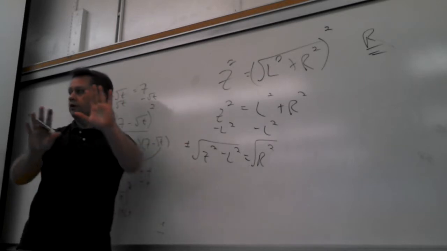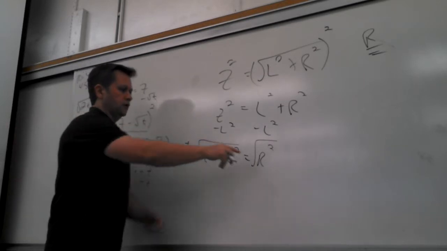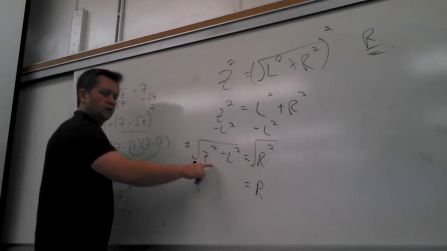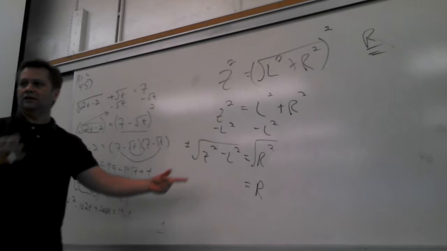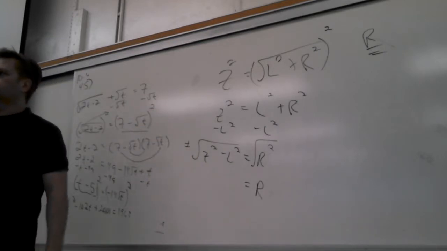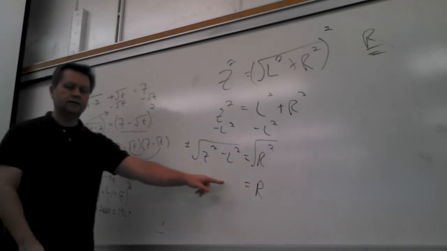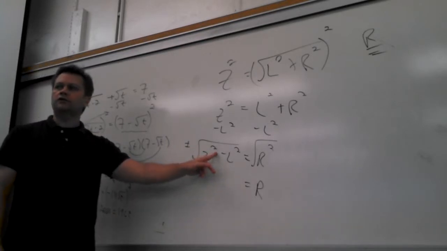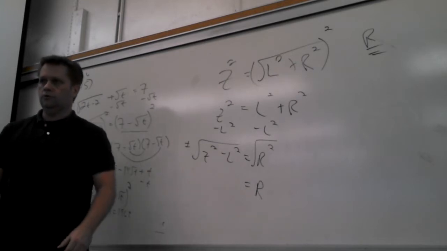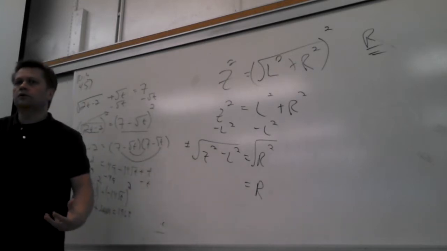All right, that's one thing. So then what does this side become? R. And what does this side become? Plus or minus the square root. You can't do anything with that. You can't just make it Z minus L. Square root kills the square, but a square root can't do anything to a subtraction problem. So that square root stays there, because you can't simplify it.